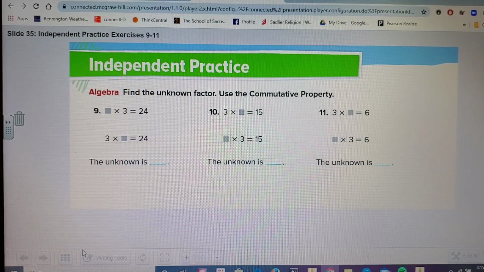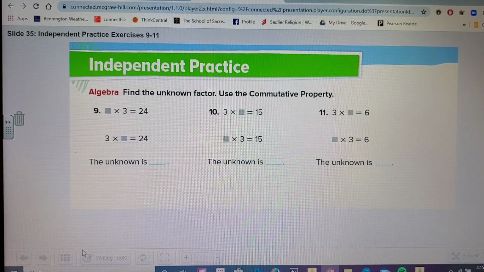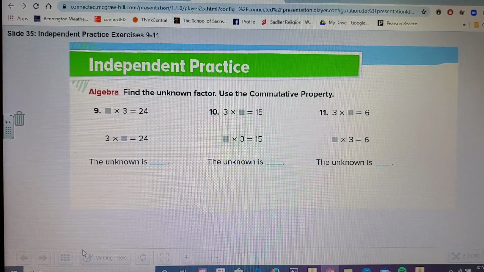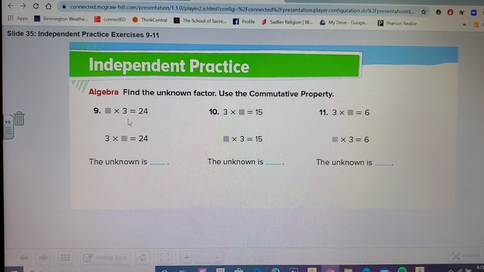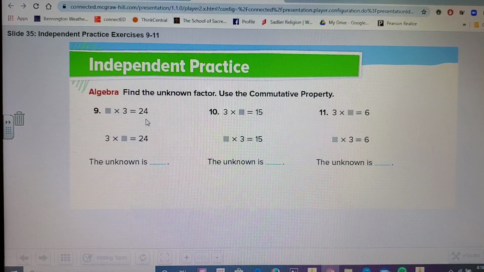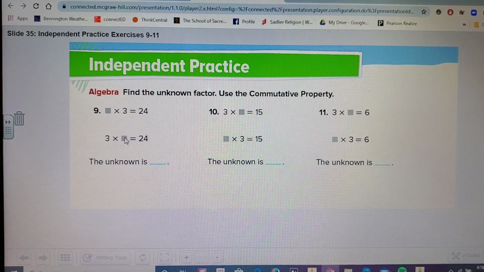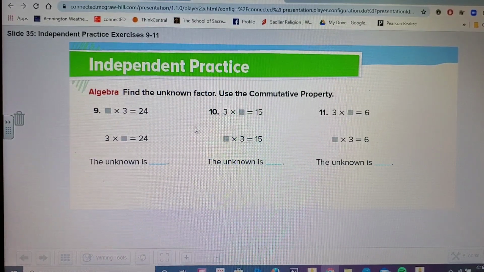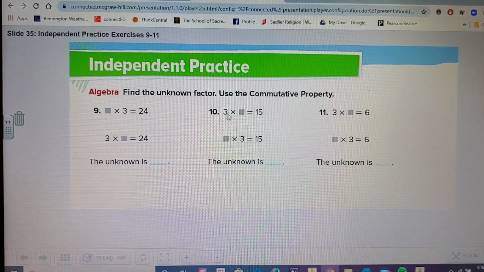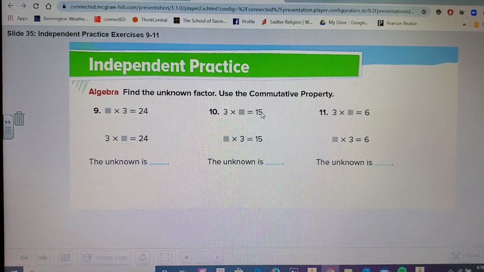Find the unknown factor. Use the commutative property. This is where your multiplication chart with the line of 3 comes in. So look down the line of 3 until you find the answer of 24. And what is the other factor that makes this number sentence correct? So hopefully you found the unknown is 8. Look on your multiplication chart again, line 3, and see where you get the 15. Find the other factor, and that should be 5.